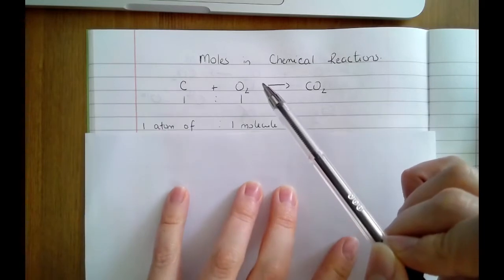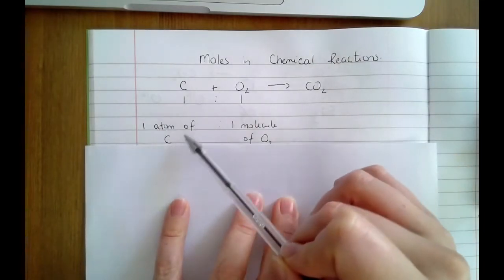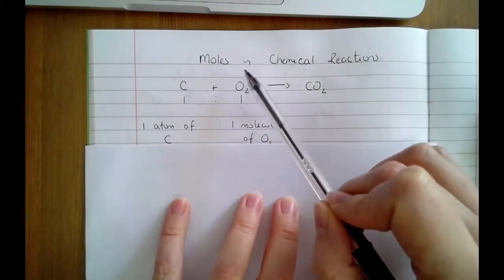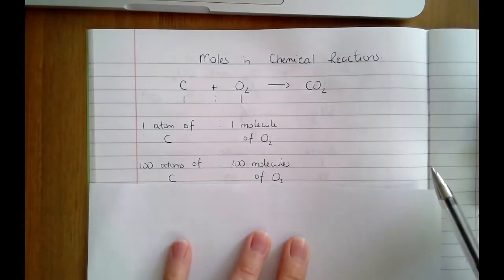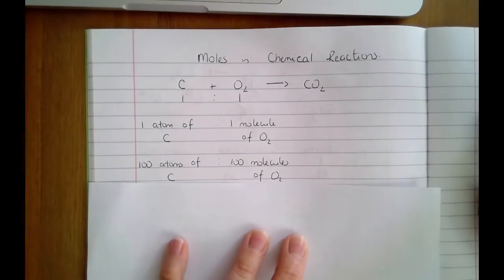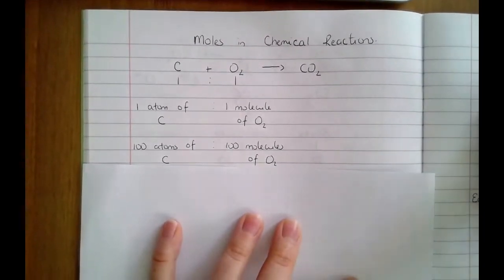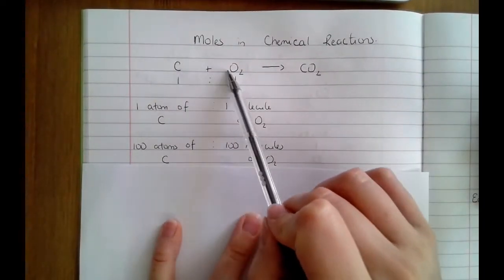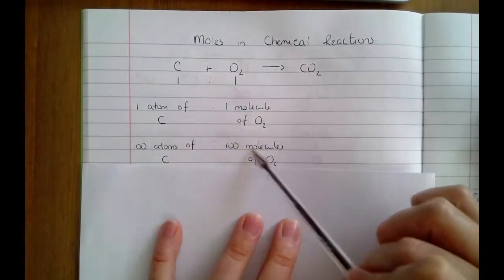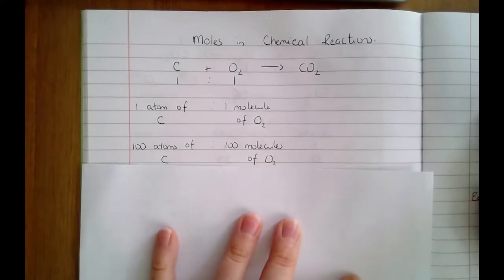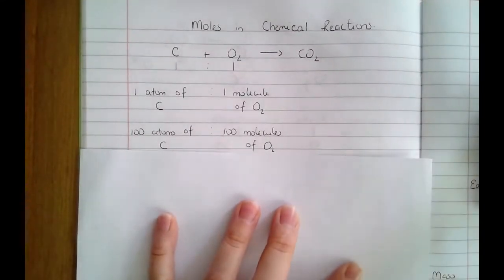And what that would mean is that if you had one atom of carbon, you would need to react it with one molecule of O2. If you had 100 atoms of carbon, you would react with 100 molecules of O2. And again, that's because you've got a 1:1 ratio. You need the same number of atoms of carbon as you have molecules of O2. Other reactions, you don't have that 1:1 ratio.